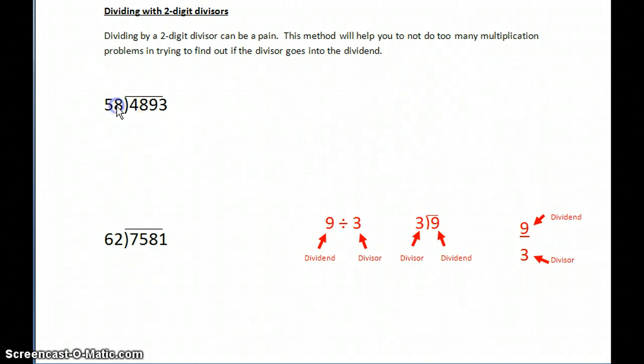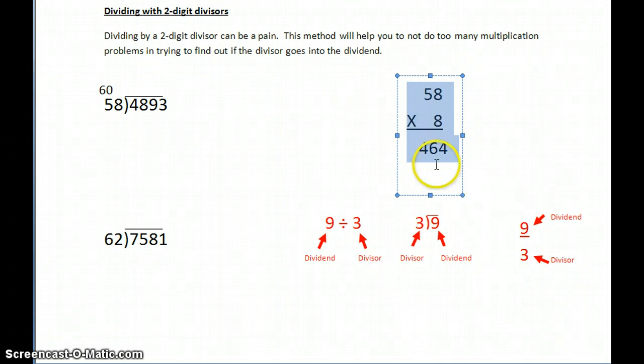Okay, so we ask ourselves 58 into 493. We're going to temporarily change 58 to the closest 10, so we'll call it 60. Temporarily call it 60. So now 60 into 489, but we're going to go even one step more. I'm going to say 6 into 48. So I say 6 into 48 goes 8 times. So that gives me something to work with. I can now say 58 times 8 and do my multiplication problem, and it gave me 464.